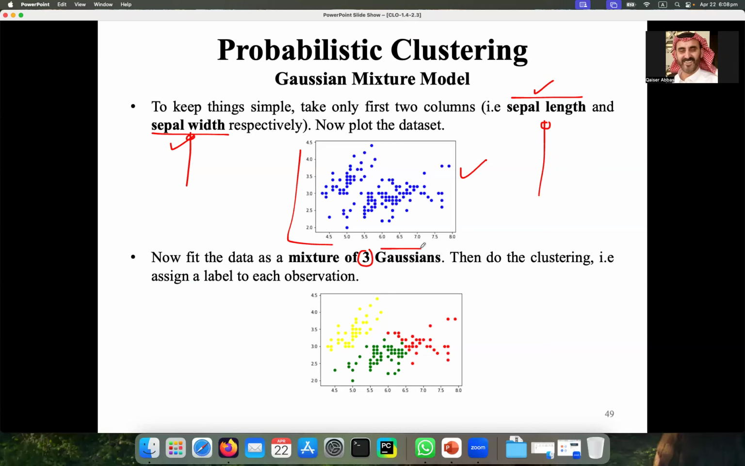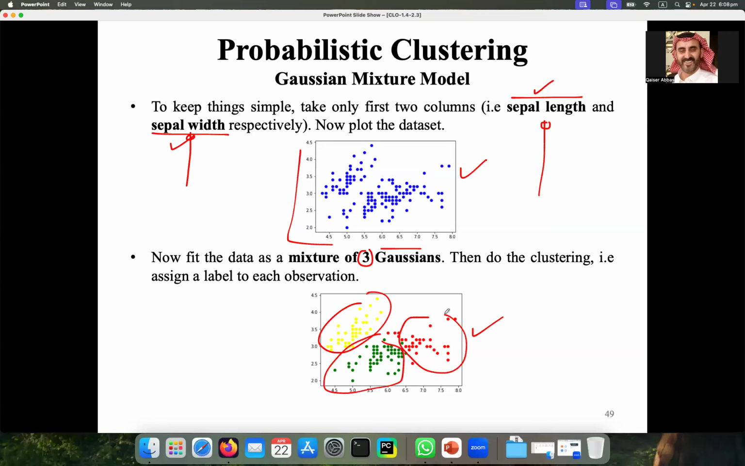You want to form 3 clusters on this data. So that algorithm will run and it will give you the output like that. And this is one cluster. This green is another cluster. This red is another cluster.